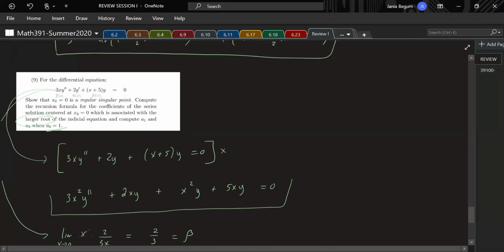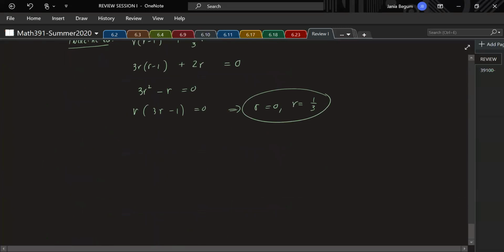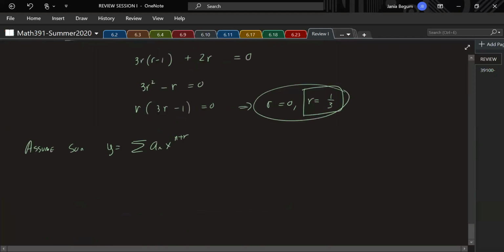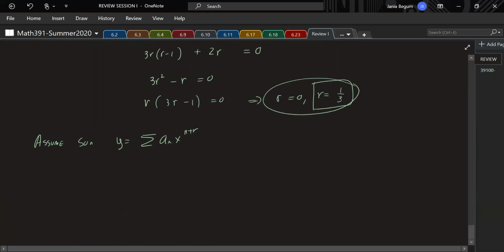Okay, so let's compute the recurrence formula. If we have the roots, let's hold on to them until the very end. When we write out the solution, we use the bigger r, which is 1/3. So we're going to assume that the solution form is the sum of a_n x^(n+r). And then we compute its first and second derivative.